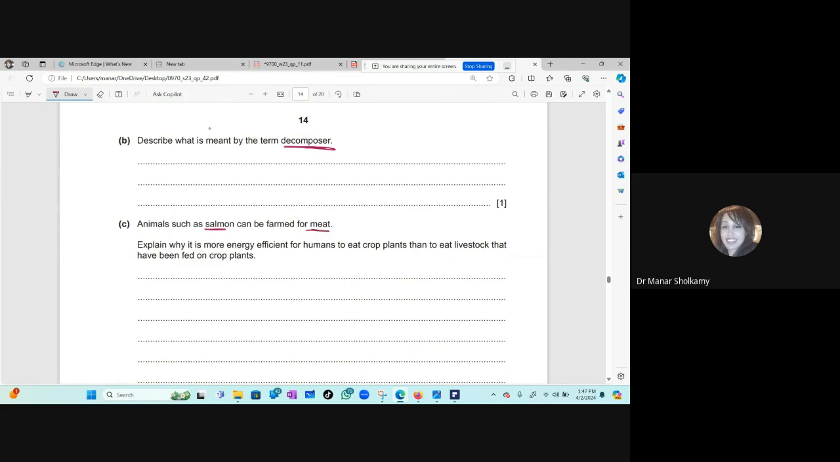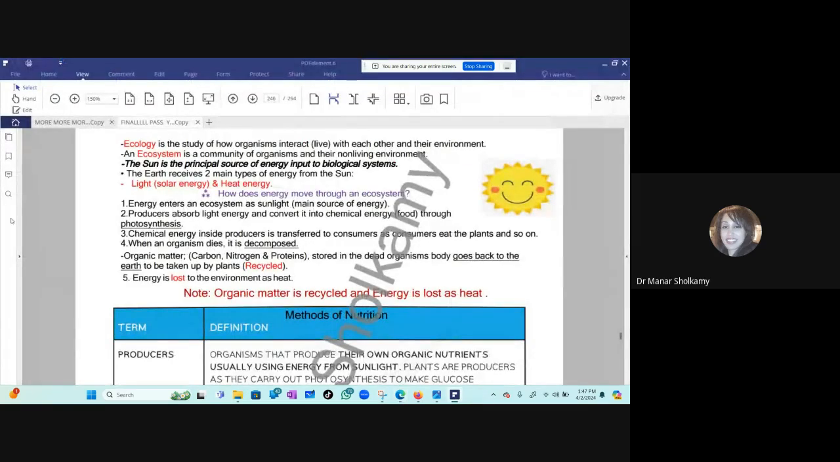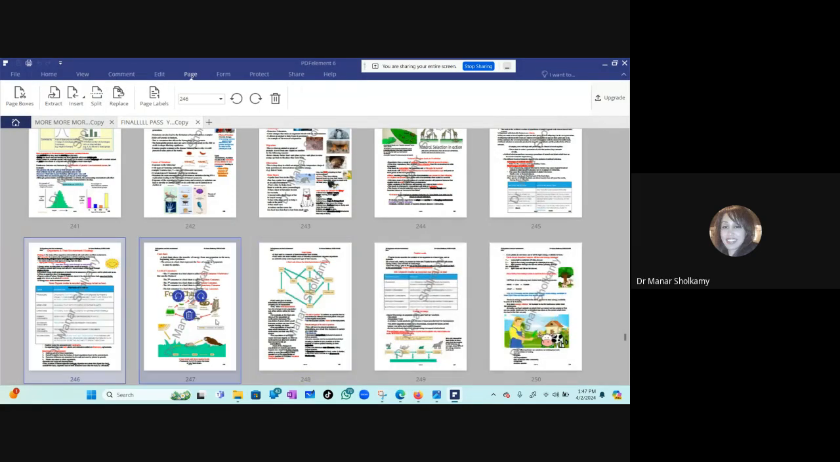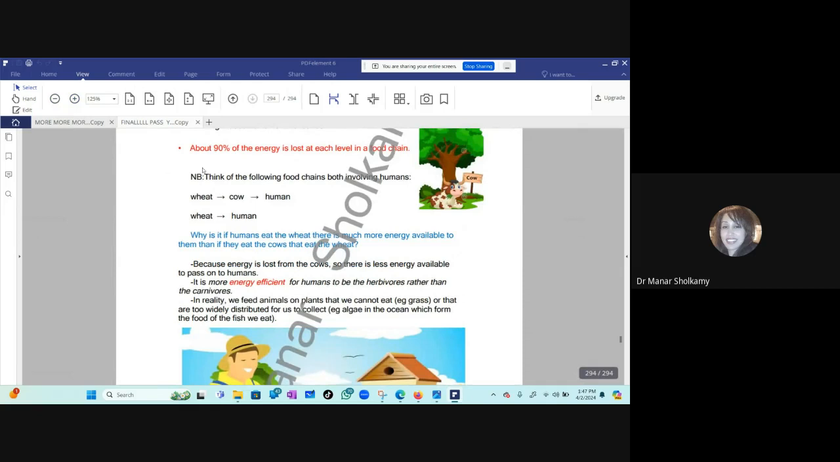C. Animals such as salmon can be farmed for meat. Explain why it is more energy efficient for humans to eat crop plants than to eat livestock that have been fed on crop plants. Now, I don't know if you remember this part. We took it here. I don't know if you understand the question anyway. Because the energy is transferred, only 10%, less energy lost. Remember this?